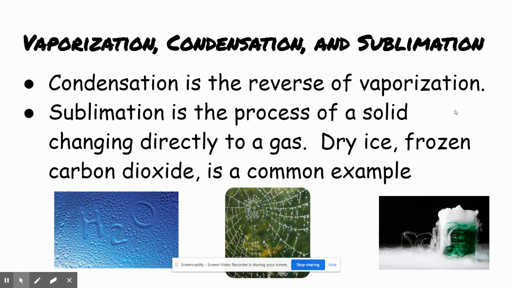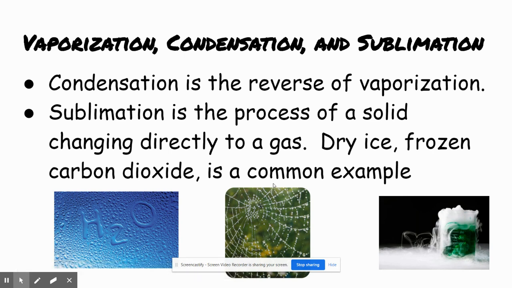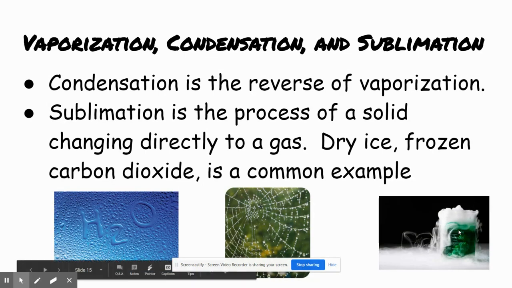Condensation is the reverse of vaporization. So vaporization is going from liquid to gas. Condensation is going from gas to liquid. So right here we have water condensing on a windshield or something. We have water condensing on a spider web. But sublimation is the process of a solid changing directly to gas. So during Halloween, you see people drop dry ice into water and it turns into a gas right away. That's an example of sublimation, going directly from solid to gas.